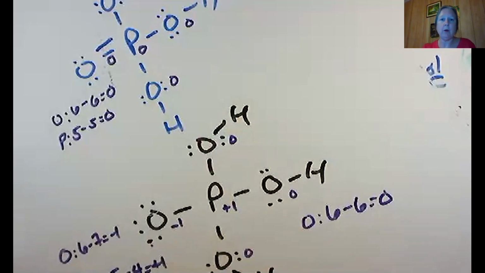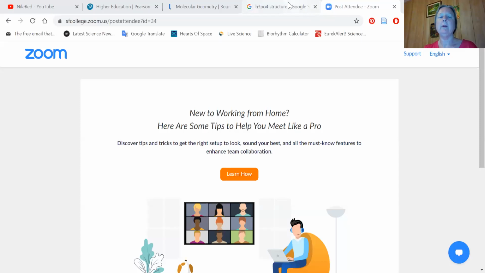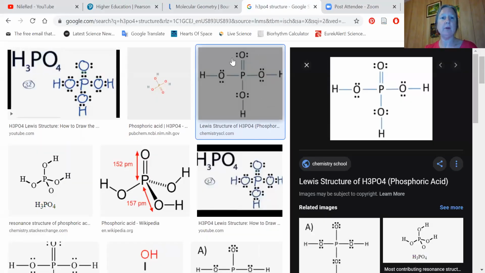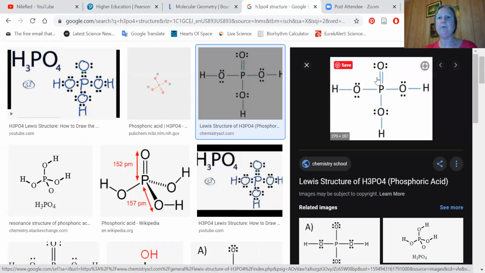And sure enough, if you go to the internet, and we look for the structure of phosphoric acid. Look at that. That's what you find. You will find this structure with the double bond because it's the lower energy. And how did we know it's the lower energy? From Lewis charges, or formal charge. So that's the purpose of formal charge.